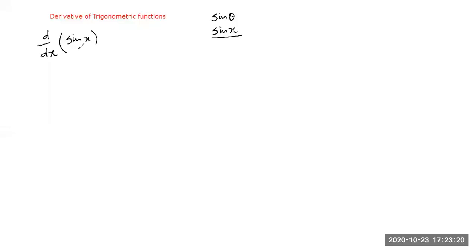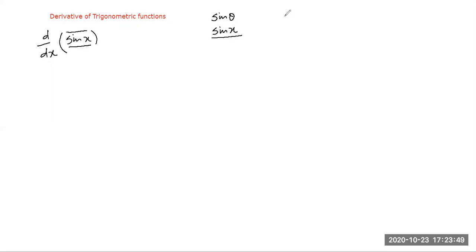Yes, students, in today's lecture, we want to find out how we can use the first principle of derivative to find the derivatives of trigonometric functions, namely sin x, secant x, and tan x. This will be of immense importance. At the same time, this will help us to understand integrals in the next class. So we want to find out d/dx.